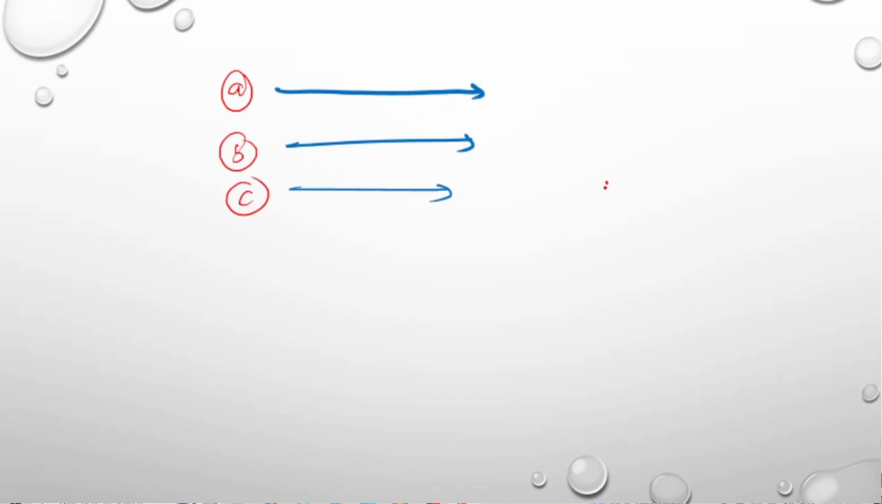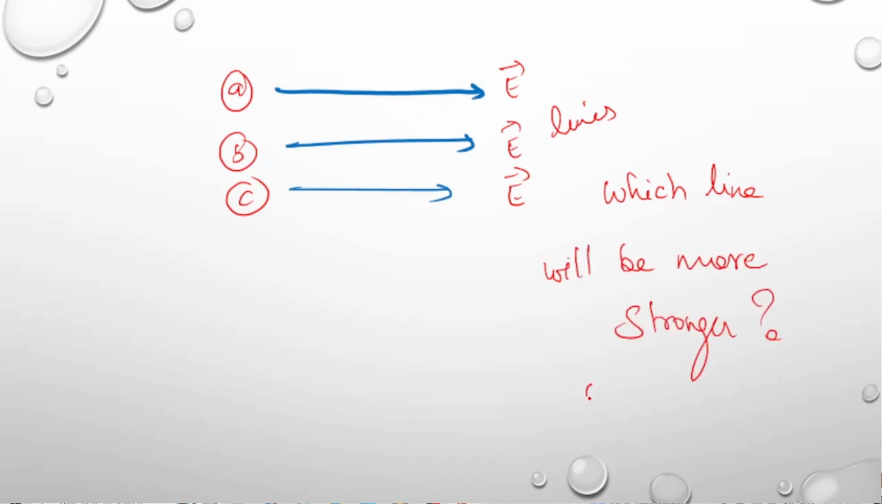Now tell me which all are electric fields representing an electric field line. Tell me which line will be stronger and which line will be weaker as well. So you have to tell me in the comments right now. Field strength will be stronger for what? Field strength will be weaker for what? Come on, tell me quickly in the comments.